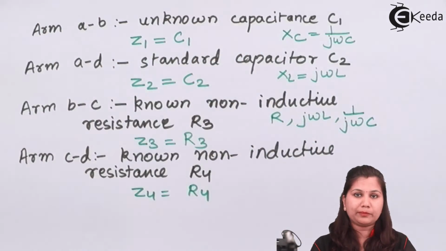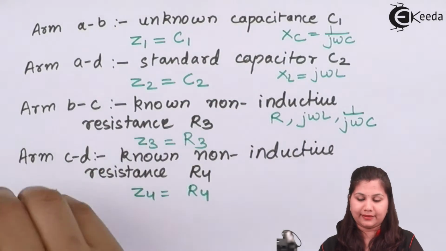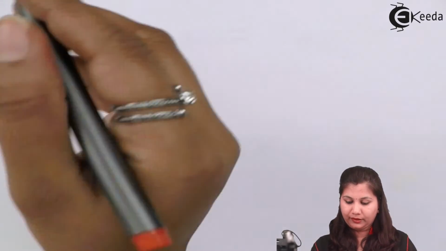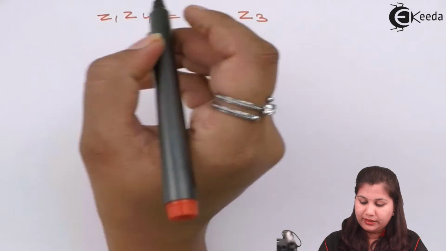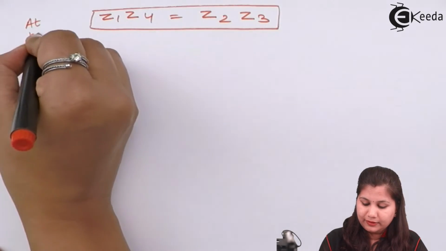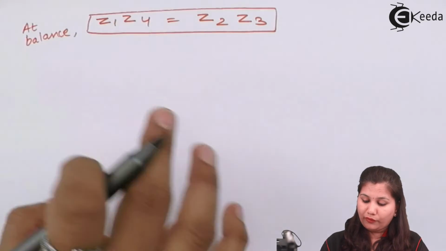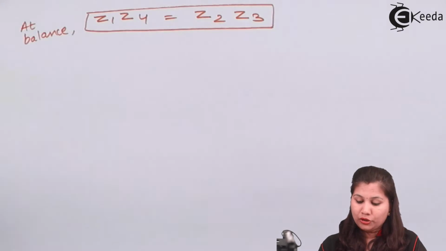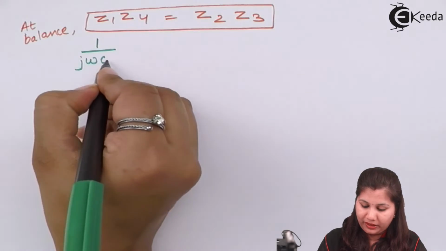So we are going to use this balance equation to get the value of this unknown impedance, that is a capacitance. So we will use the same equation, Z1 Z4 equals Z2 Z3. This is the equation when the bridge is balanced. So we can write that at balance, we are having this equation. Now putting the value of the 4 impedances here in this equation, Z1 is what? The capacitor. So whenever we write the value of a capacitor, we will write it in the form of 1 upon j omega C1.